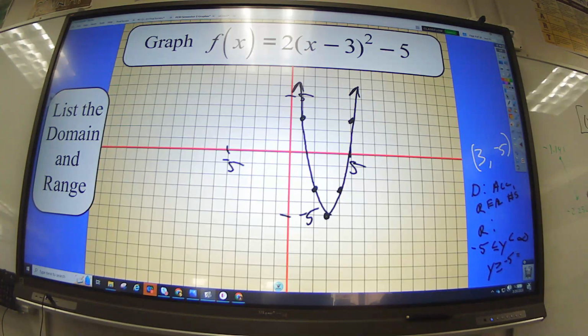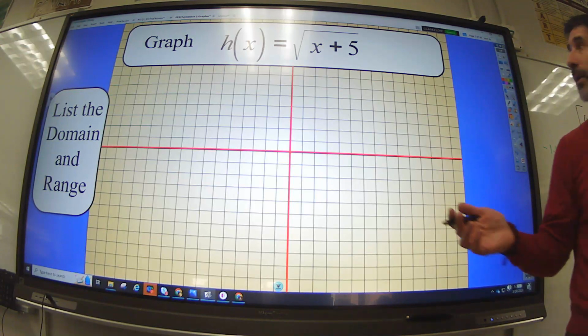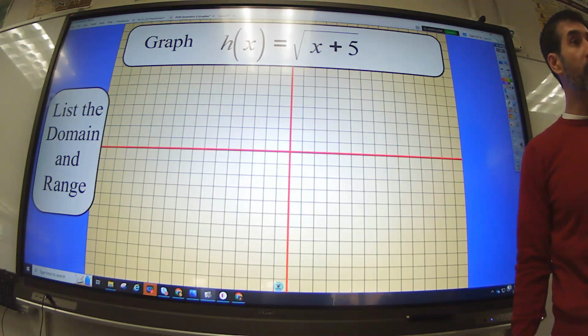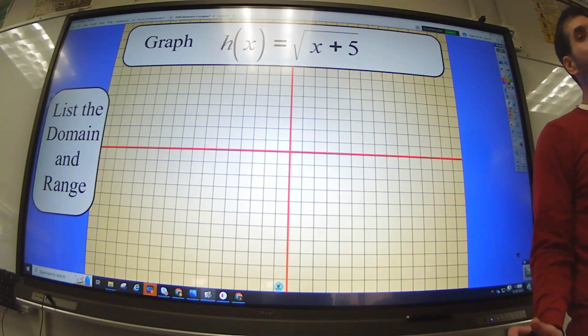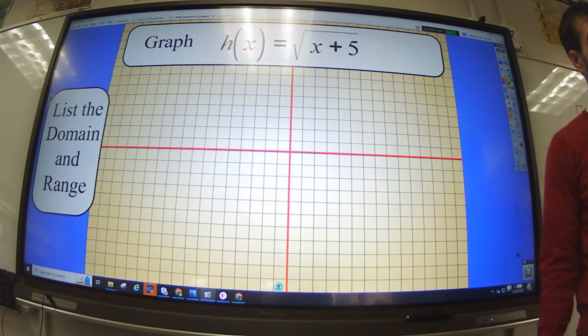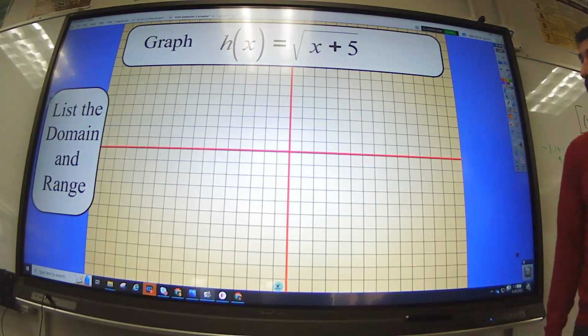All right, next one. Boom, that was pretty straightforward. Now graph this function. List the domain and range, right? What type of function is this? Square root function, right? So we want the square roots. But first, I'll let you guys pause so you guys are set before we graph it.